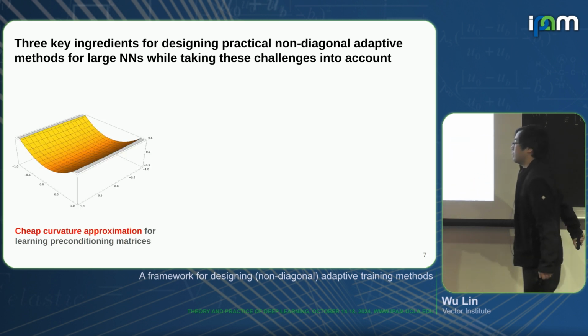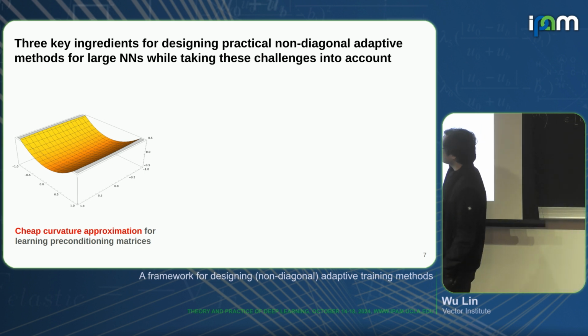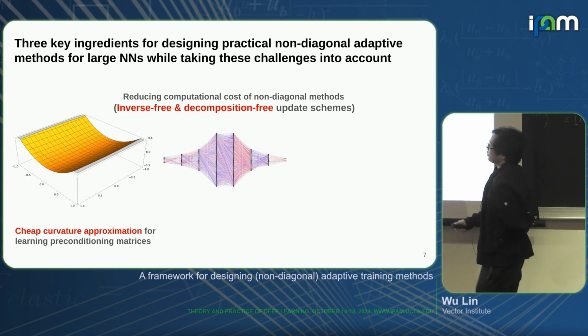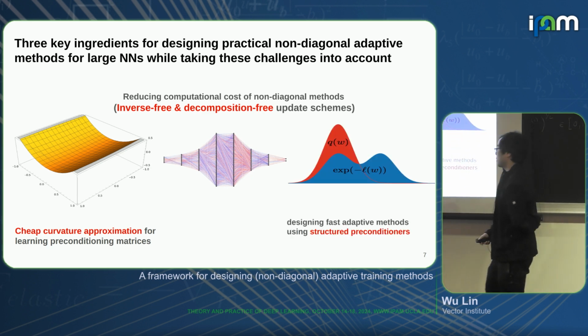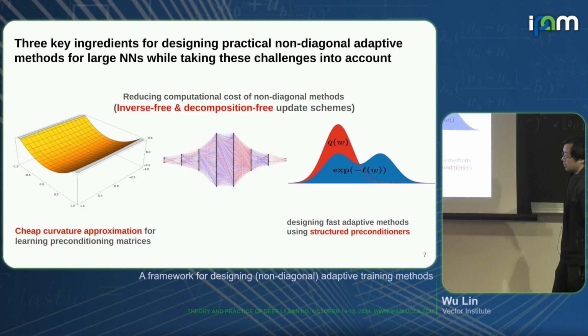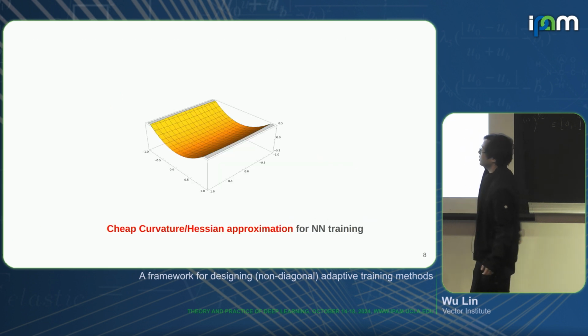We're first going to talk about how we can use a cheap curvature approximation to learn preconditioning matrices. Then we'll talk about how we can reduce the computational cost using inverse-free and decomposition-free update schemes. Last but not least, we're going to present a framework to design fast adaptive methods using structured preconditioning matrices. So let's focus on part 1.